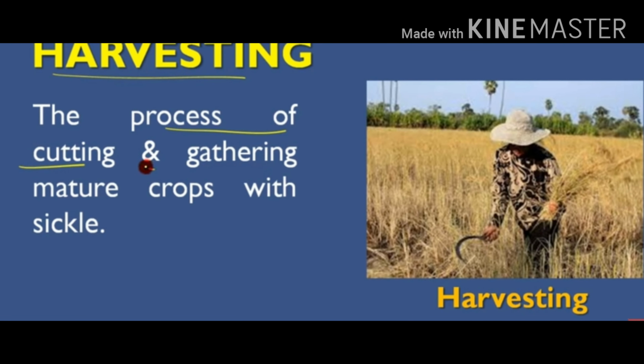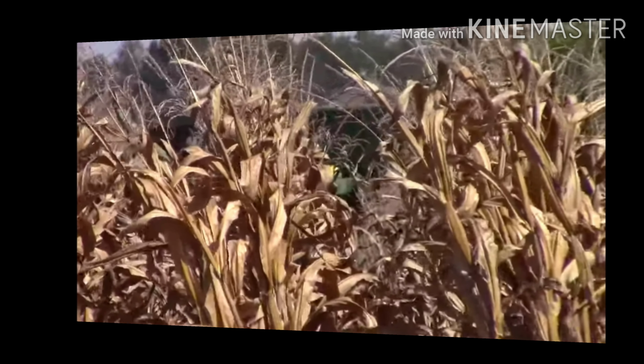So what is harvesting, students? The process of cutting and gathering of the mature crops. When the crops mature, they turn yellow in color. That process is called harvesting. Earlier it was done by sickle. Sickle was an agricultural implement. But nowadays farmers are using a machine called a harvester or combine harvester, which makes the work easier. But there are certain disadvantages also.